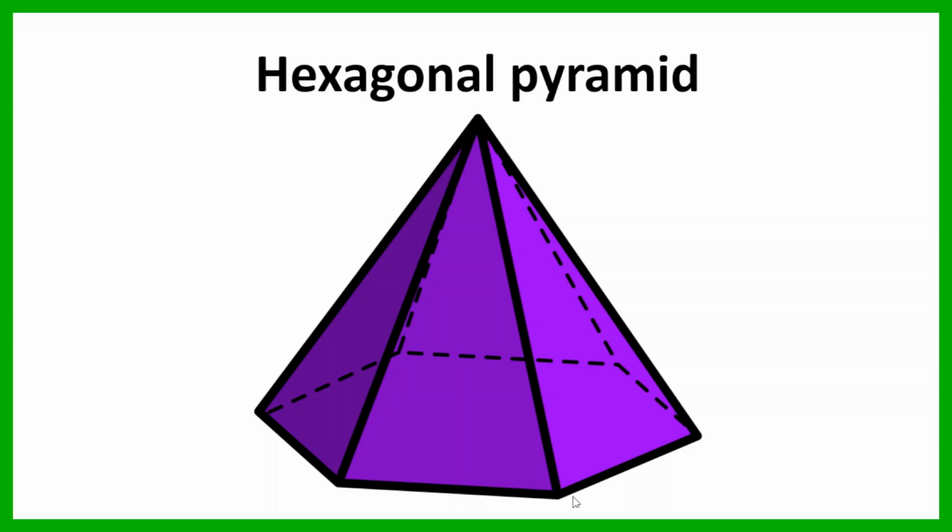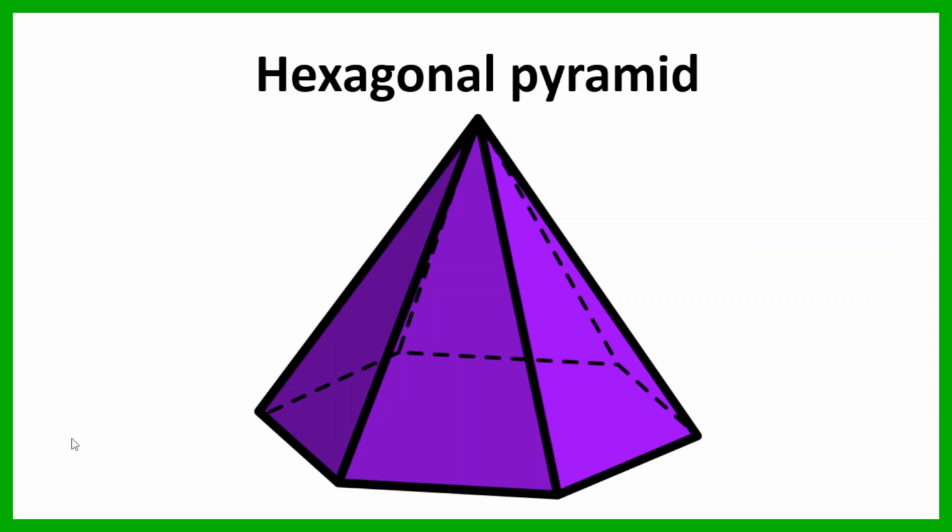Pyramids are named according to the shape of the base. So whatever the shape of the base is, that is what will give the name for the pyramid. So if the base is a hexagon, then it's a hexagonal pyramid. If the base is a triangle, then it's a triangular pyramid. If the base is a rectangle, it will be a rectangular pyramid. If the base is an octagon, it will be an octagonal pyramid, and so on.